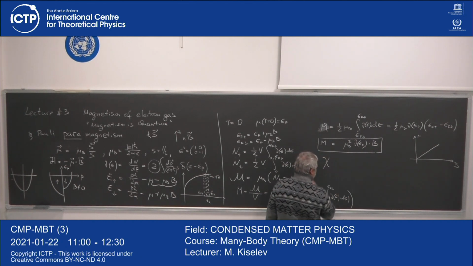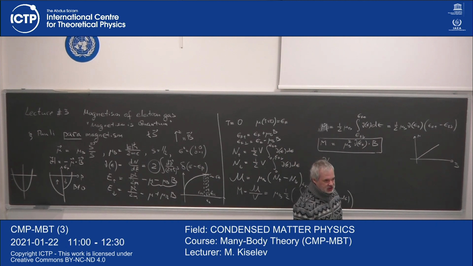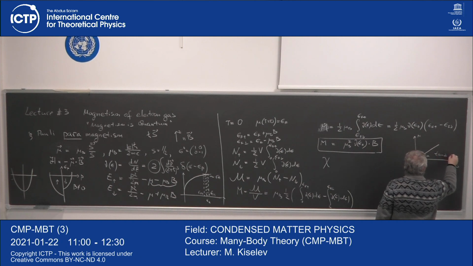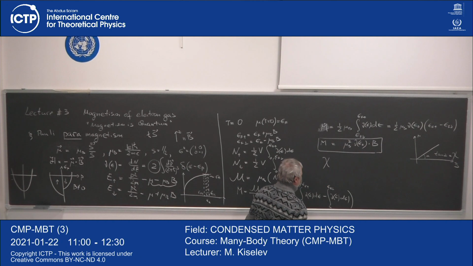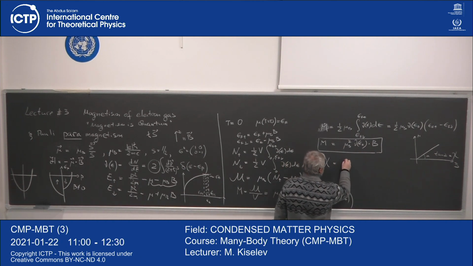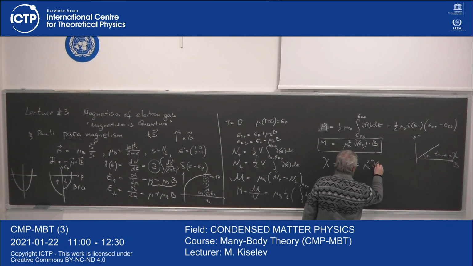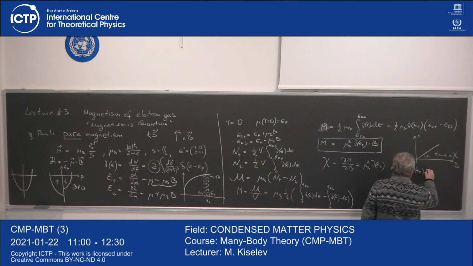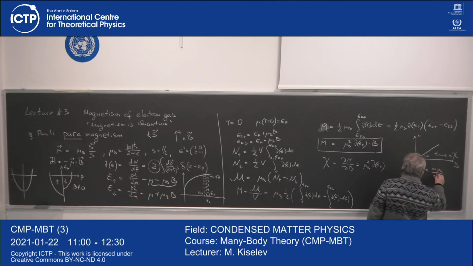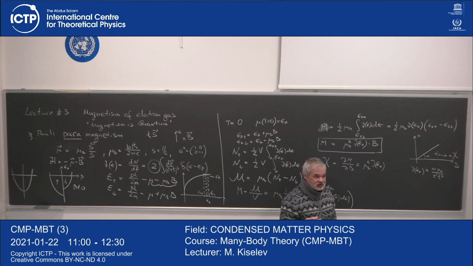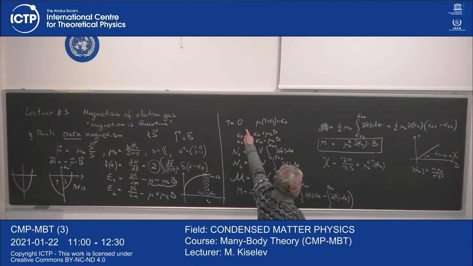If I define susceptibility, which is a proportionality coefficient between magnetization and magnetic field, so we have this alpha and tan alpha is susceptibility. So susceptibility, which is dM over dB, is then mu Bohr squared times density of states at the Fermi level. I remind you that the density of states at Fermi level is m p_F divided by pi squared h bar. So, the susceptibility is constant. It doesn't depend on anything, and it's constant at zero temperature.